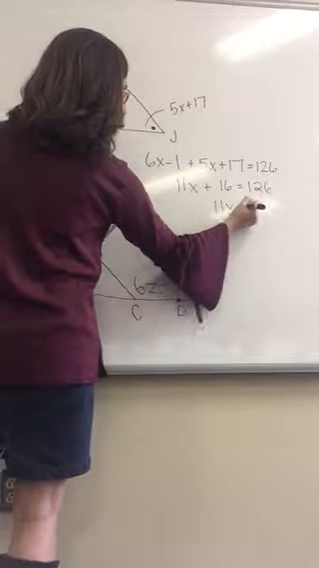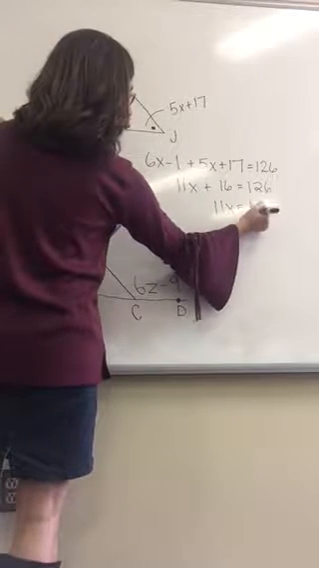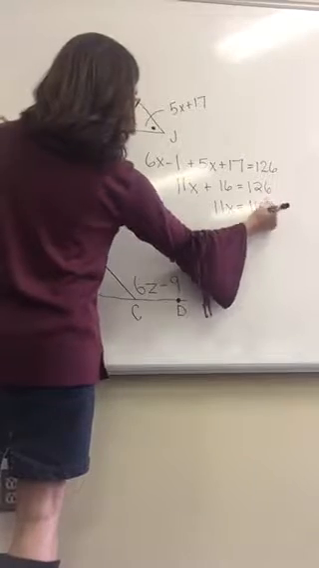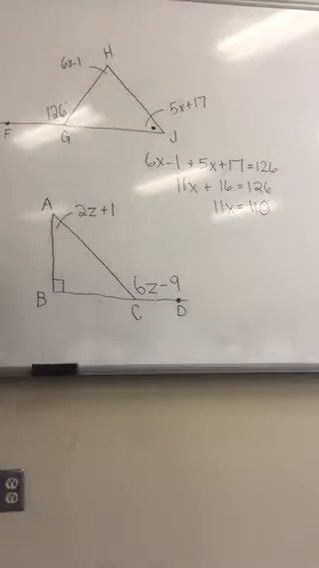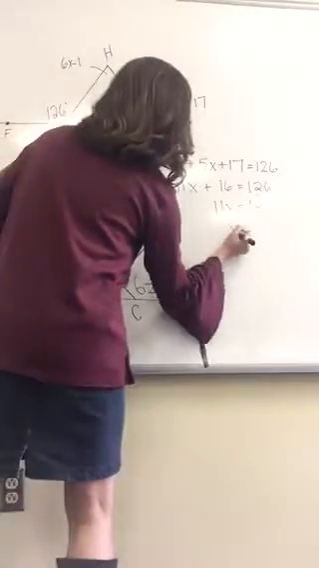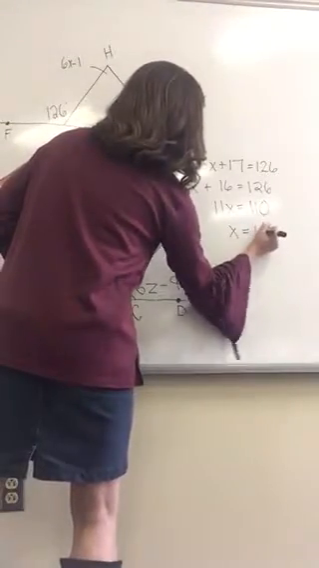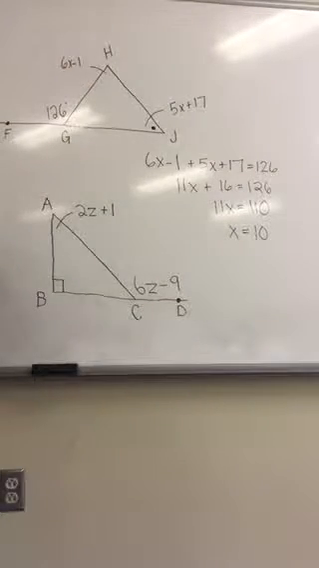11x is going to equal 110. And why is this not going to come out as a whole number? Hold on, let me see what I did wrong. 5x plus 17 plus 6x minus 1, I just wrote that in the other order. And I should have 11x plus 16, and then I should have 11x equals, oh, that is what I have. Okay, I'm sorry. And then 110 divided by 11 is 10. There we go. So there's our whole number answer that I was expecting for that problem.